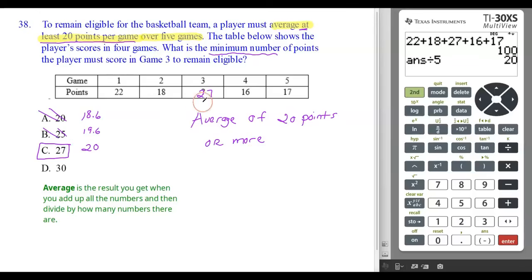In other words, if he scores 27 points in game 3, his average will be 20 points, and it says here his average must be 20 points or more. That's what at least means right here. At least means 20 points or more, so C is my answer.